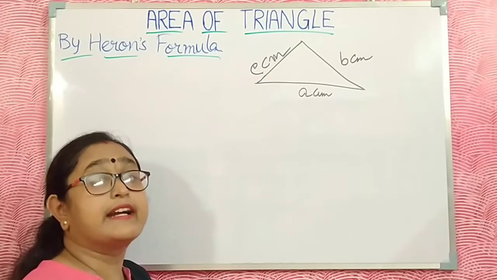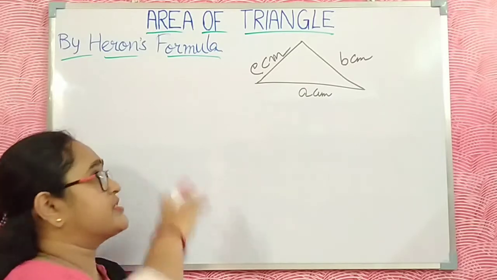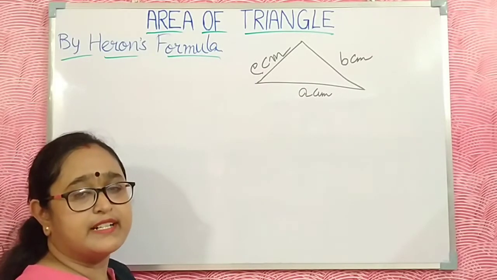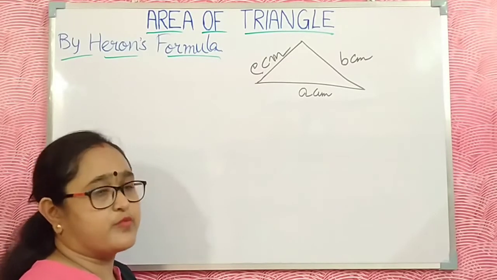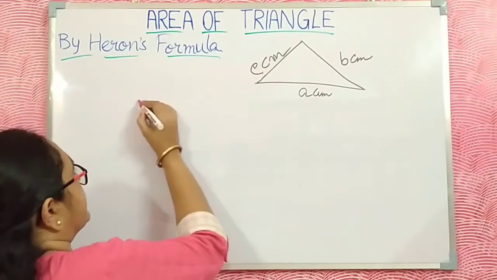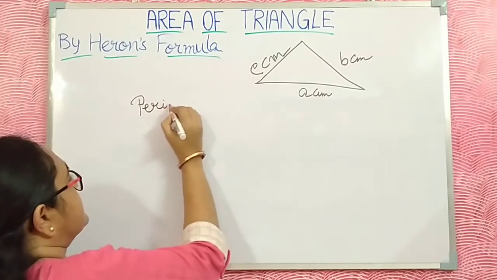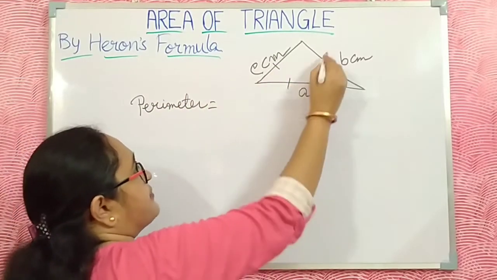Heron was a great mathematician. This is the result from the great mathematician's formula. This is Heron's formula. First, find the perimeter. What is the perimeter? The perimeter of a triangle is the addition of its three sides.